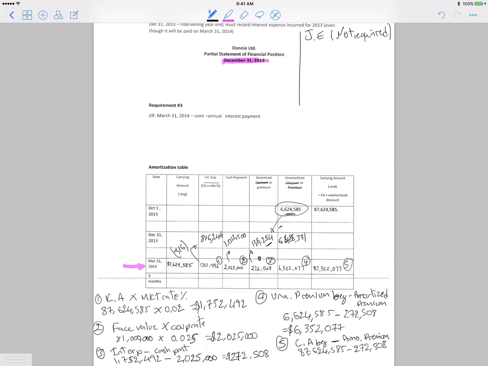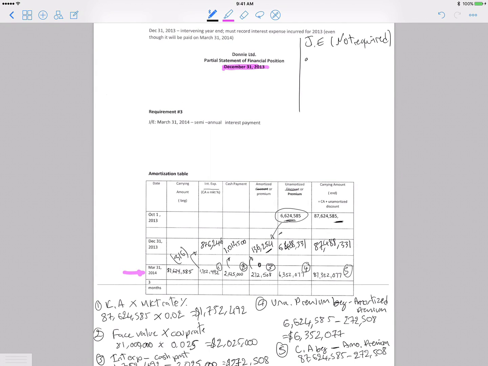And for the carrying amount on December 31st, again, I'm gonna take the carrying amount beginning, and I'm gonna subtract from it the amortized premium for the 3 months. So the amount is going to be 87,488,33. So now we have all our numbers for December 31st, 2013. We can write down our journal entry.